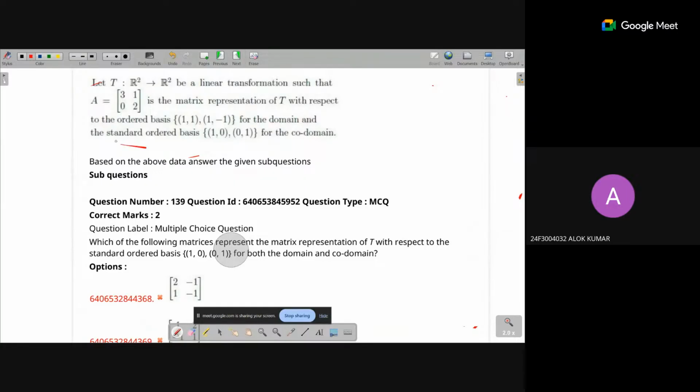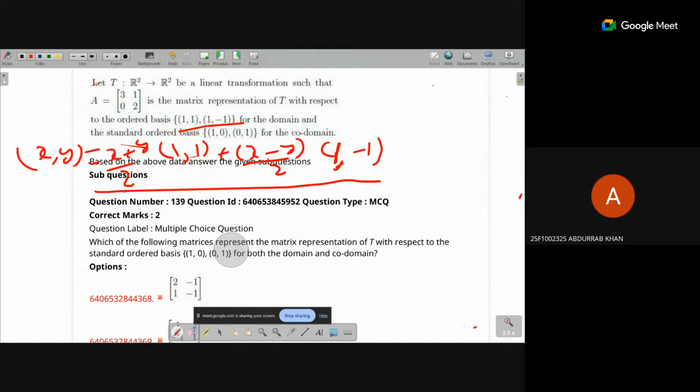So basically, we have calculated the transformation of 1, 1 and 1, minus 1, and we just learned to write x comma y as x plus y by 2 into 1, 1, and x minus y by 2 into 1, minus 1. Why are we taking x plus y divided by 2 and x minus y divided by 2? Just calculate this part, and you will arrive at this part.